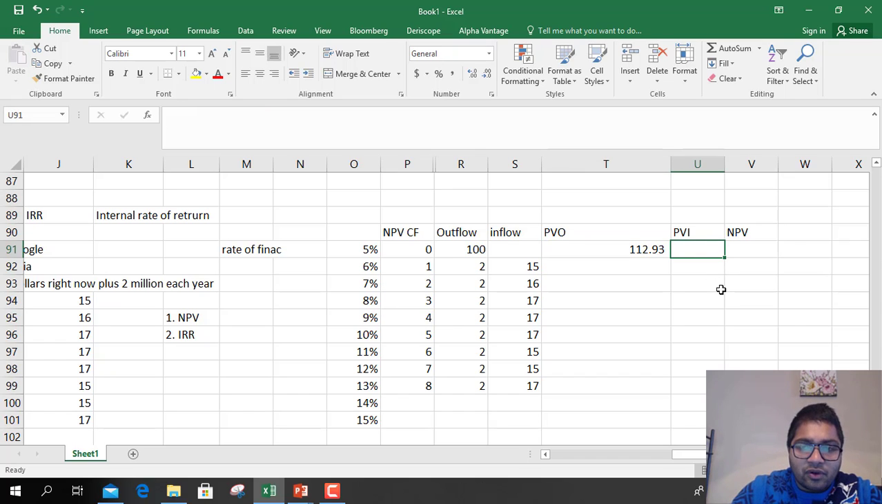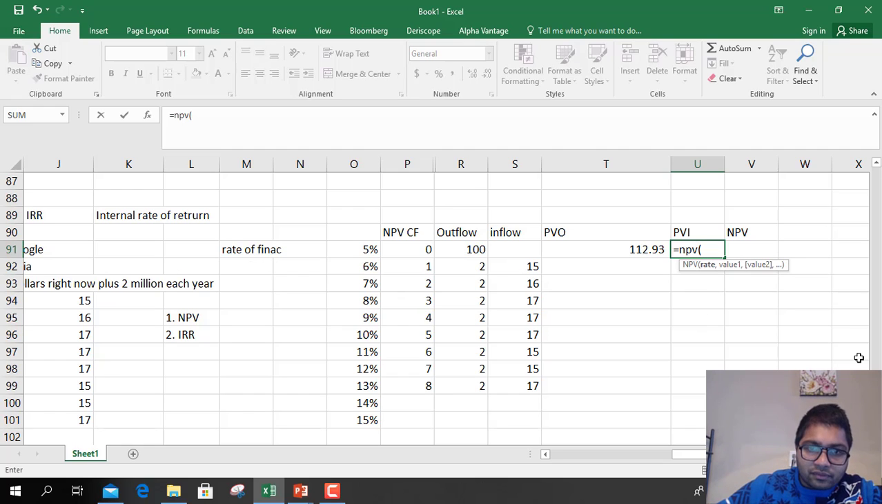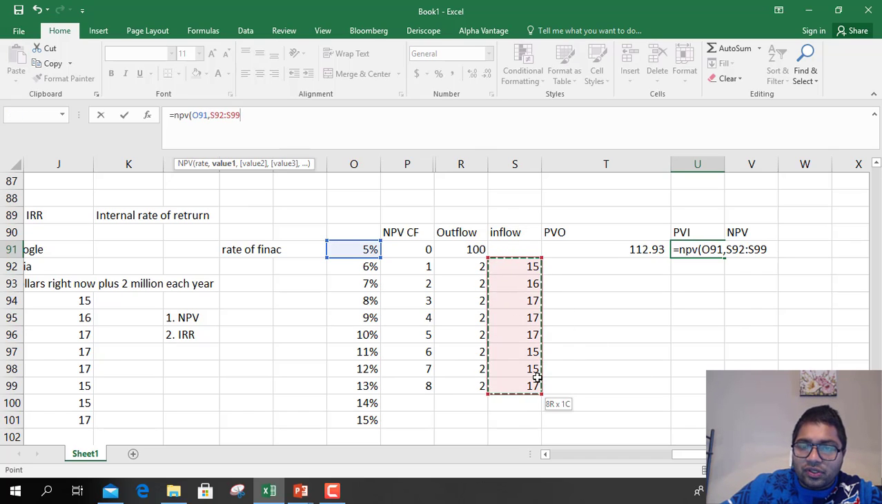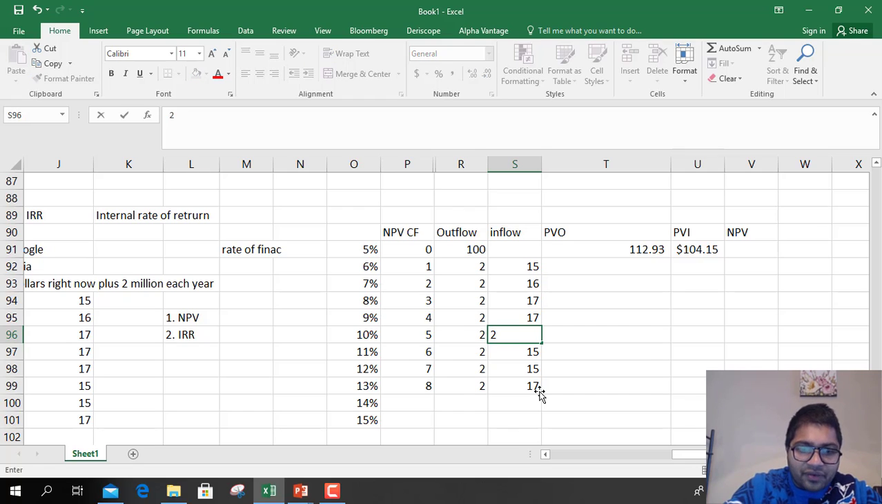What is the present value of inflow? It is NPV of rate. We have done this before. So it is rate, comma, inflows now, so 15 to 17. Select everything. It is 104. I'll change the inflows a bit because I want a positive number. So let's say year 5 onwards it goes to 25 million. So 25, 25, 25 and 25, these are given to you.